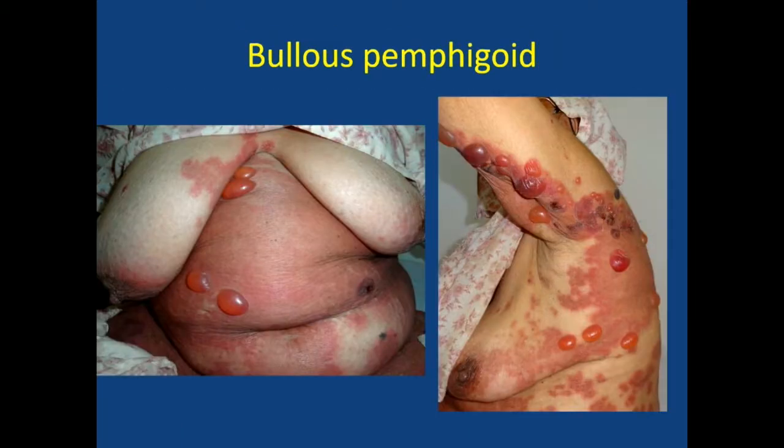So this is bullous pemphigoid. What you can appreciate is that there is a background erythema or an urticarial base, and there are tense blisters. Again, there are no atypical target-like lesions.